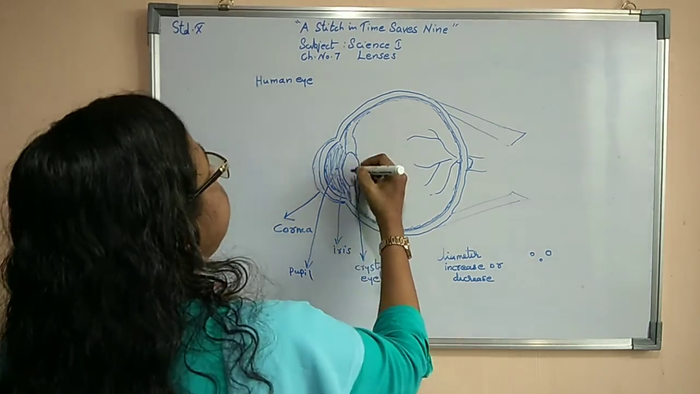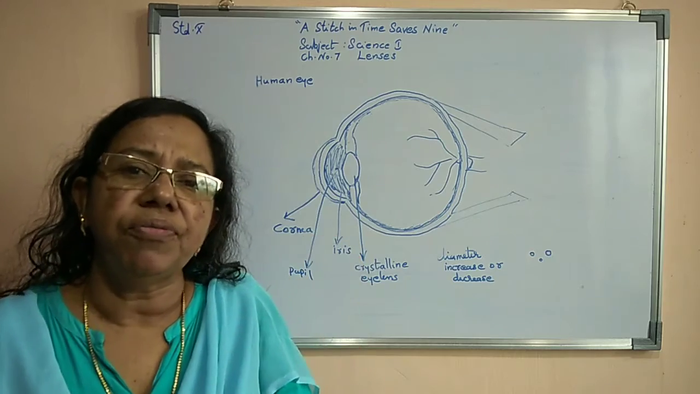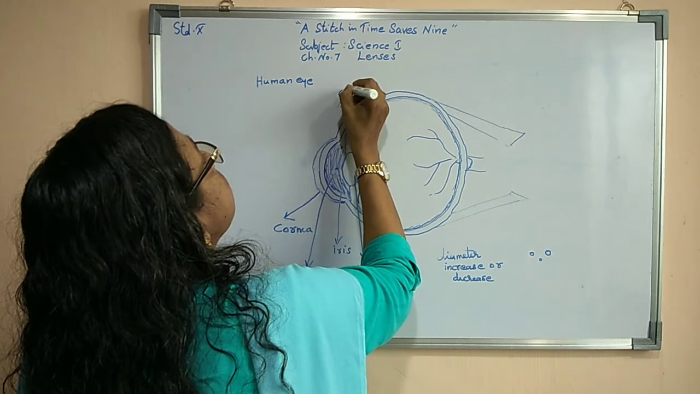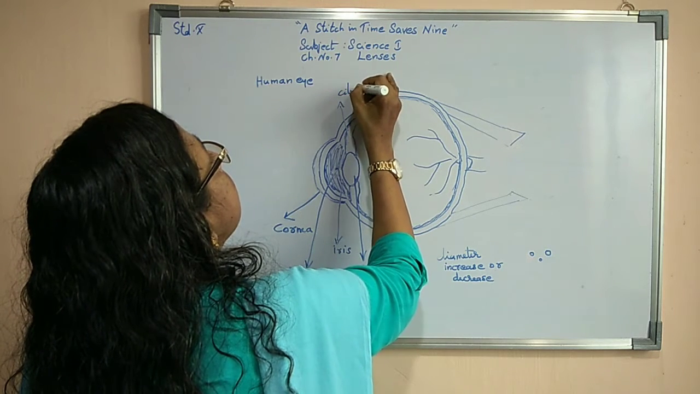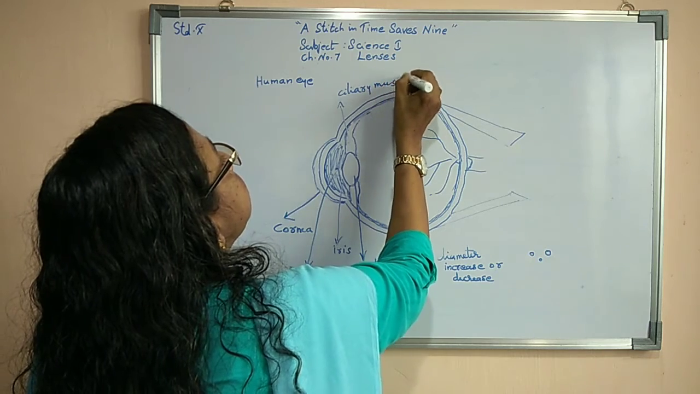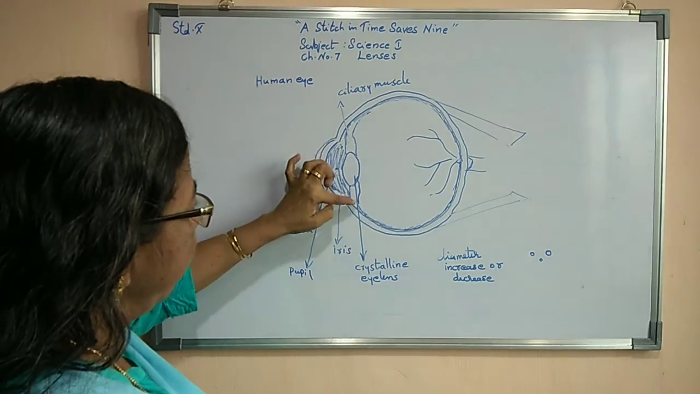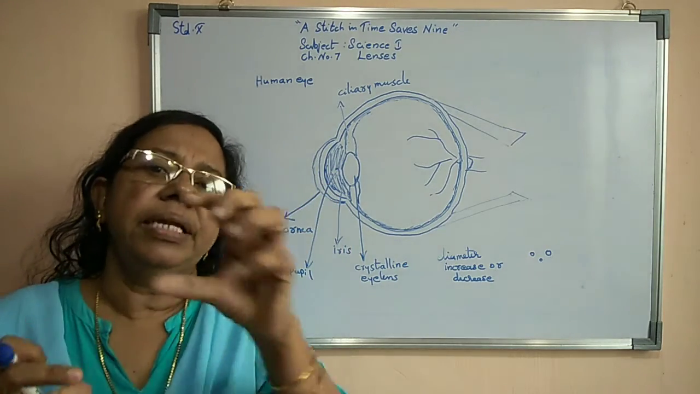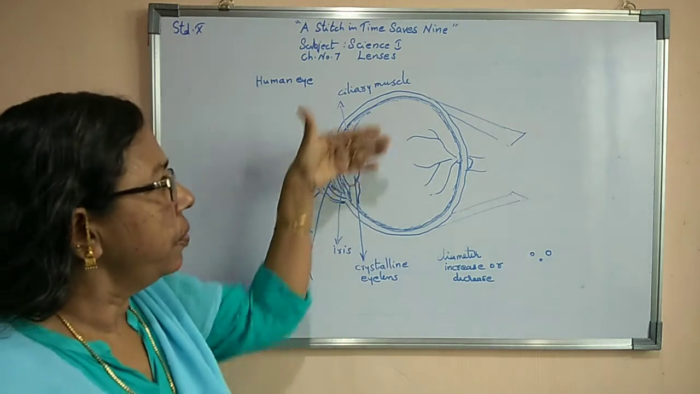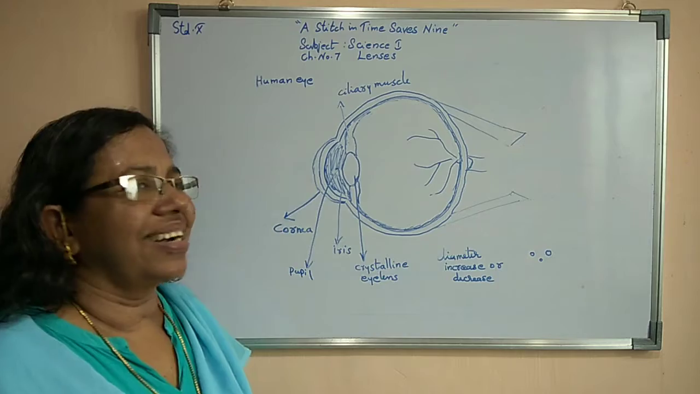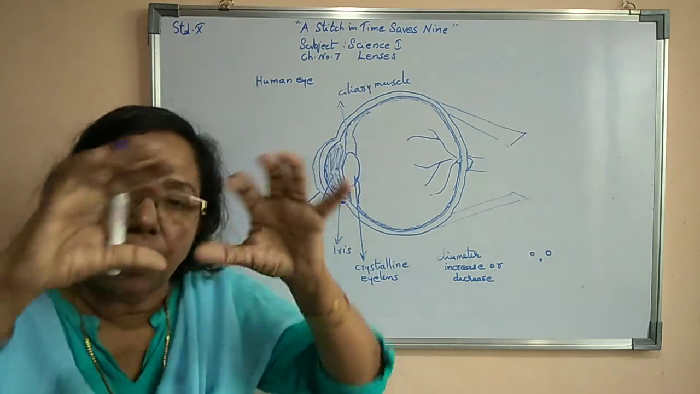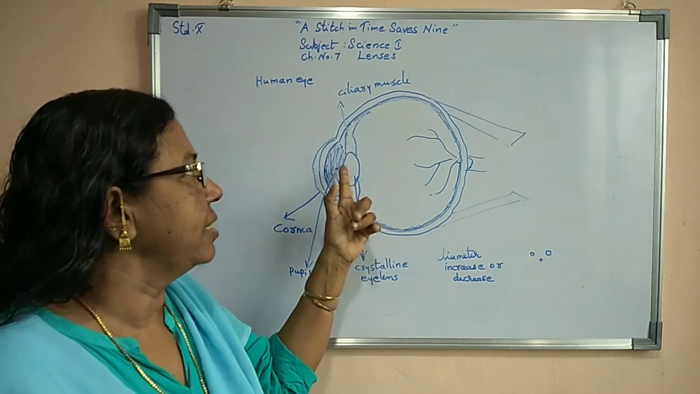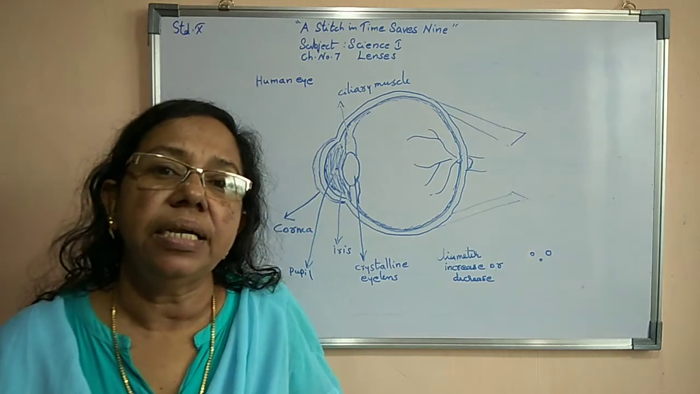Now this eye lens is connected with the help of some muscles. That muscle is known as the ciliary muscle. On both sides, you can find the ciliary muscle. With the help of the ciliary muscle only, the eye lens remains in a fixed position. Here a transverse cut is shown, and the eye is round like a ball. So from all sides, the eye lens is held in a fixed condition with the help of the ciliary muscle.